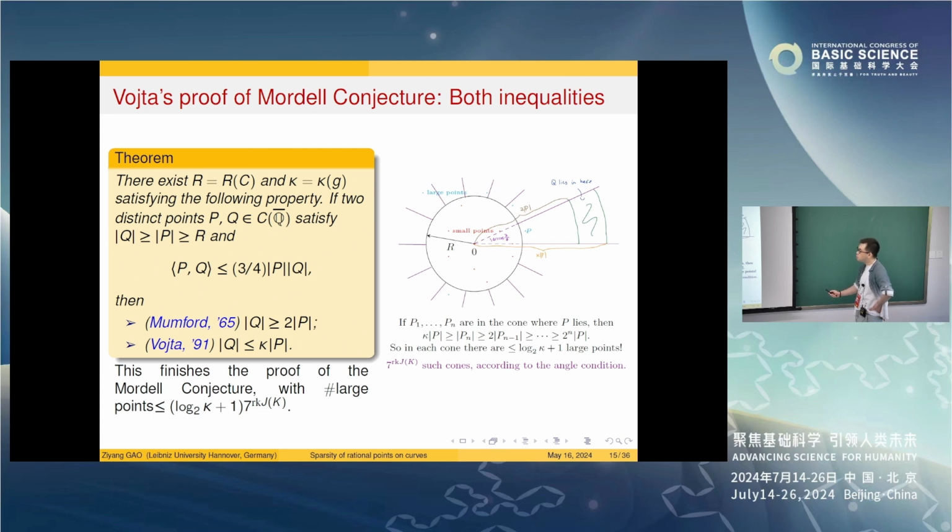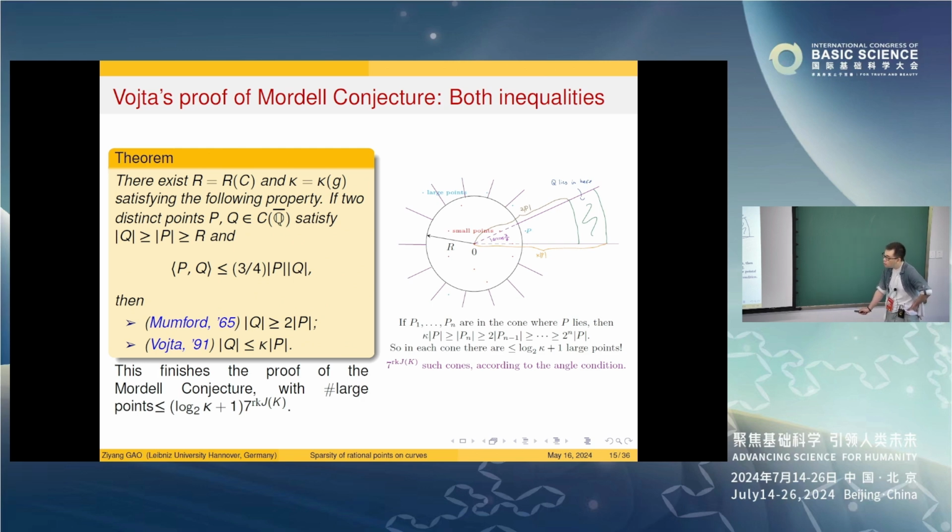Then the number of large points can also be bounded. If we list the points here in the same cone as P, then by Vojta, the norm of P_n is at most kappa times the norm of P. By Mumford successively, the norm of P_n is at least 2 to the power of n times the norm of P. And then we can cancel out the norm of P here and get a bound on n. n is at most log base 2 of kappa, plus 1.